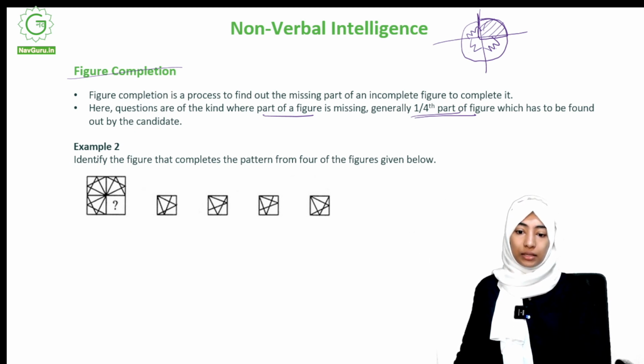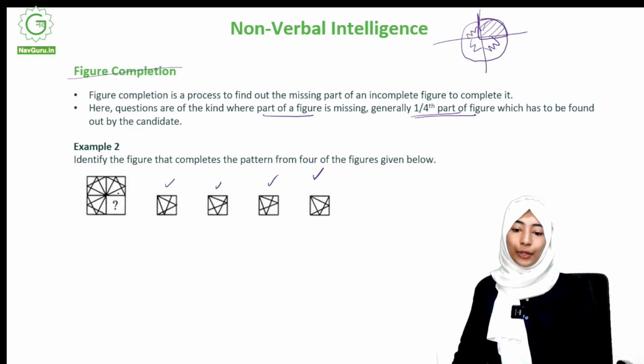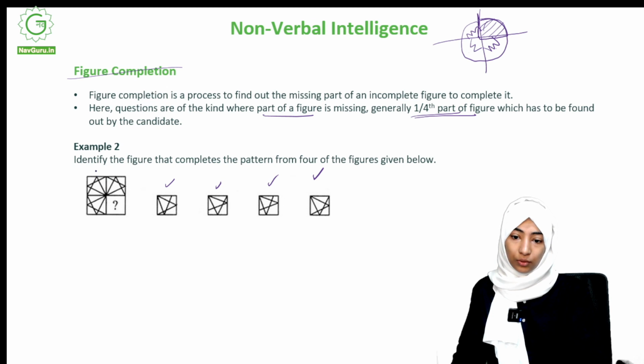Here, identify the figure that completes the pattern from the 4 figures given below. I need to find the figure that completes the pattern from these 4 figures that I have. How do you do that? One, try taking a closer look at the figure you have in question. So it's something like this.